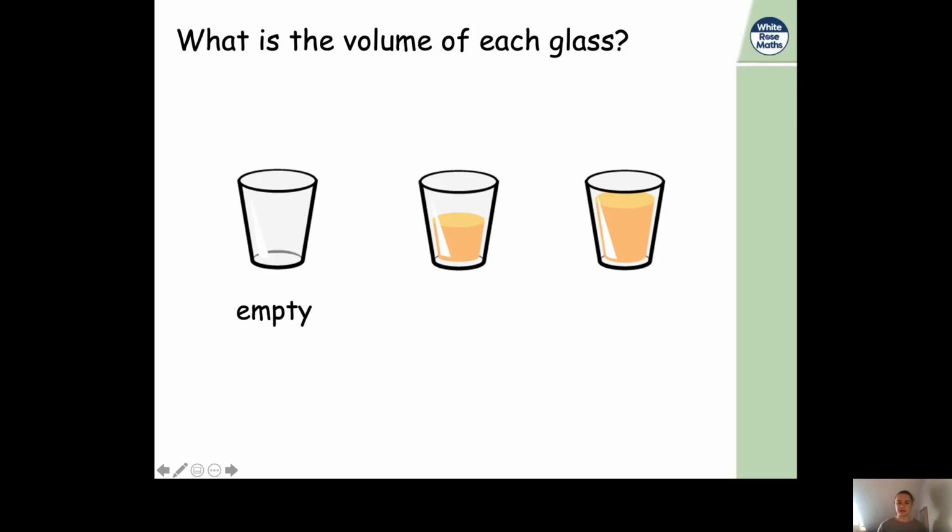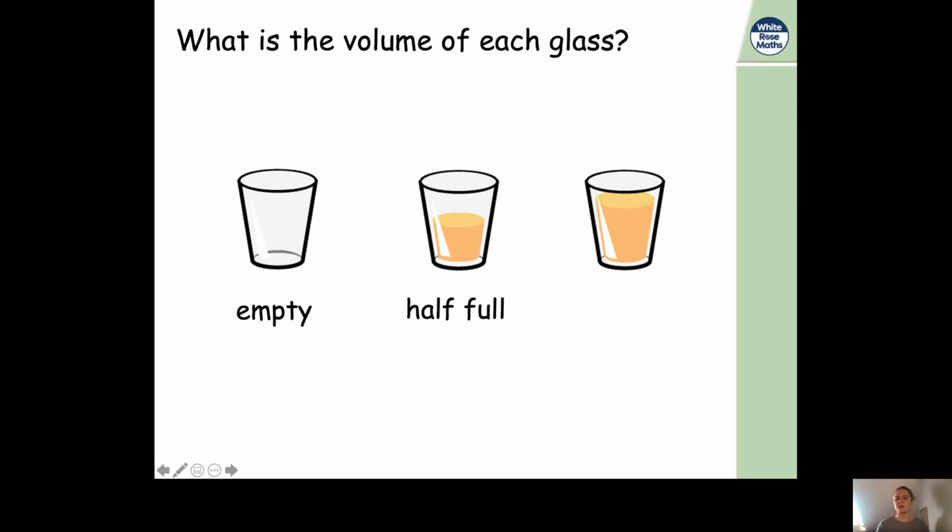Well, the second glass. Well, we can see it's not empty because there's juice in there. Would you say that it was almost empty? Well, no, there's quite a bit of juice in there, isn't there? So it's not almost empty. What about half full? Could you say it was half full? Well, yes, you could, couldn't you? Because half of it is full of juice and half of it has no juice in it. So therefore, the second one is half full.